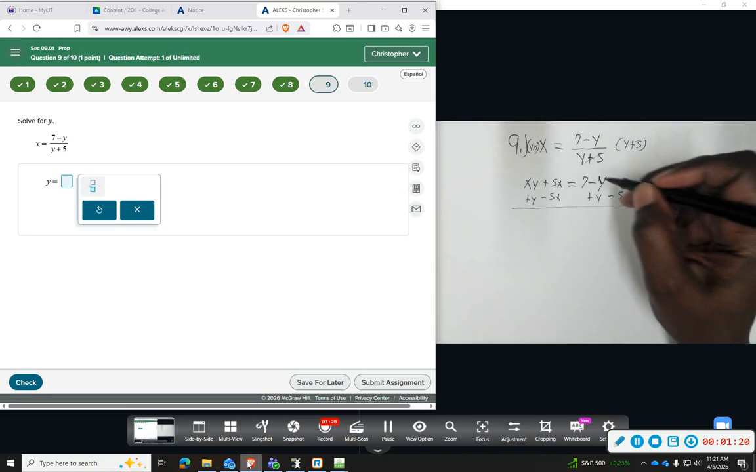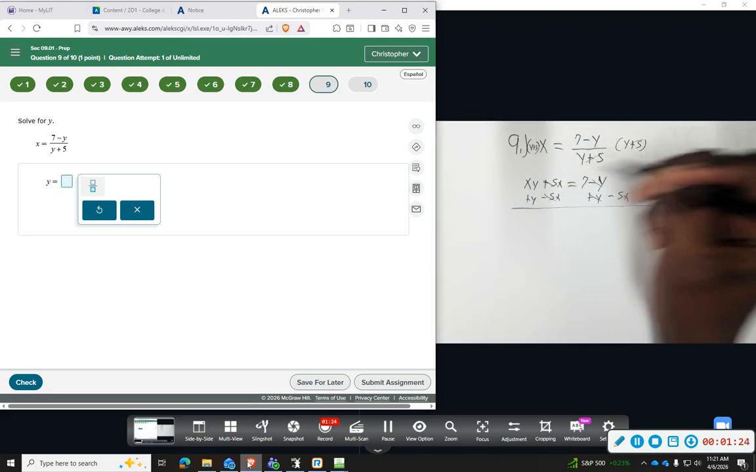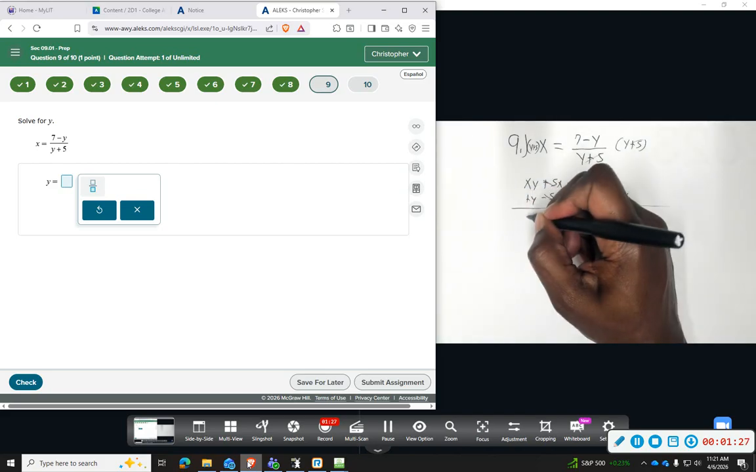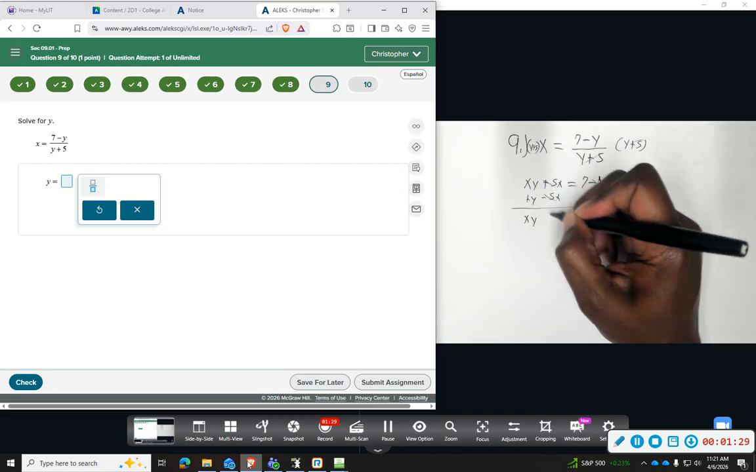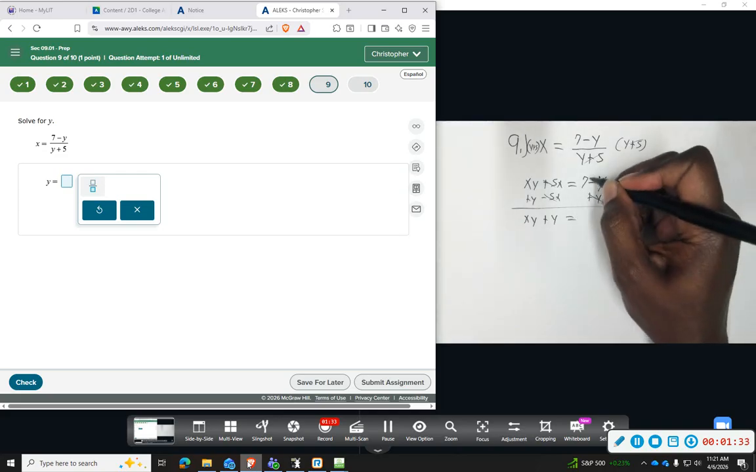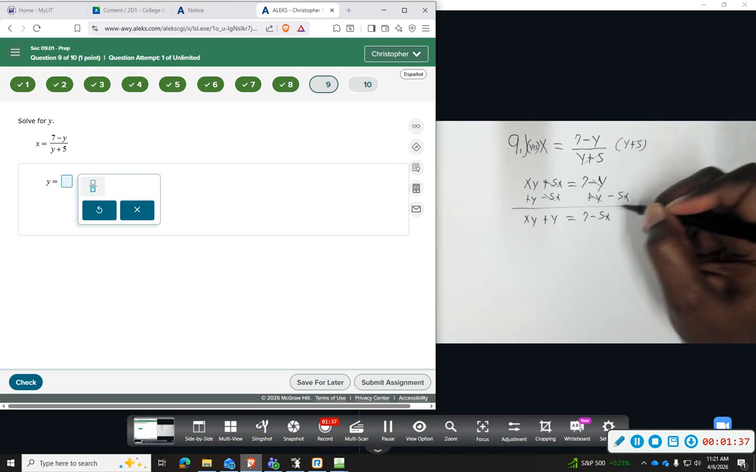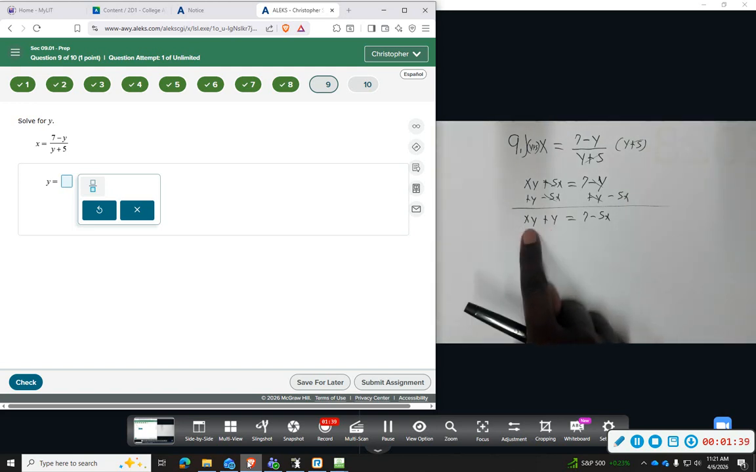Alright, so what happens? Positive y, negative y, 0 out. Positive 5x, negative 5x, 0 out. Bring down the xy plus y, separate terms, equals, bring down the 7, and then the minus 5x. Okay, so now I got both terms with y on the same side.